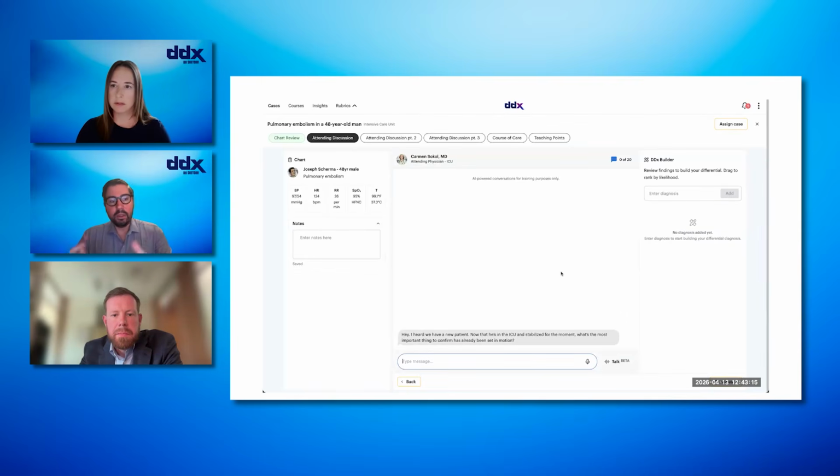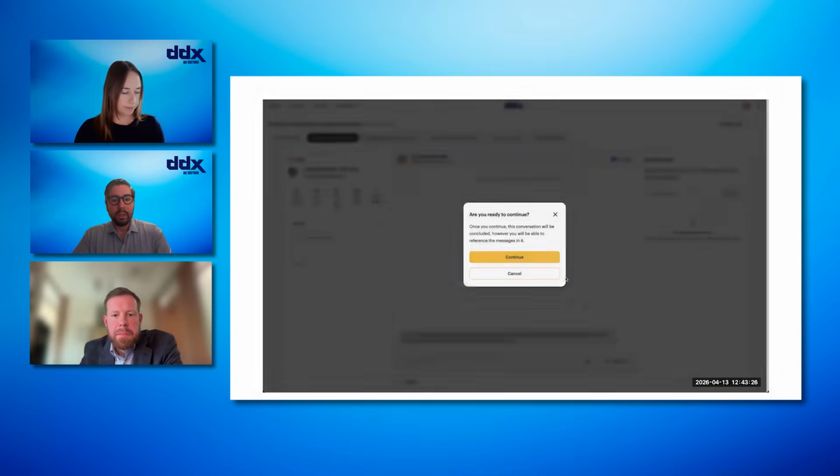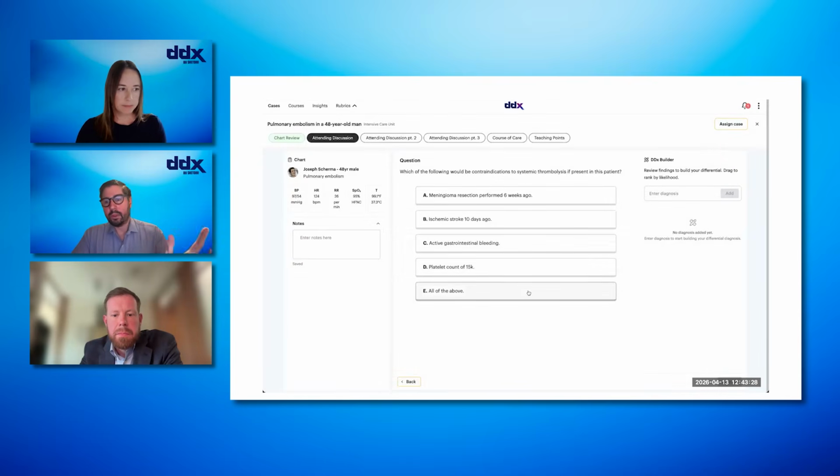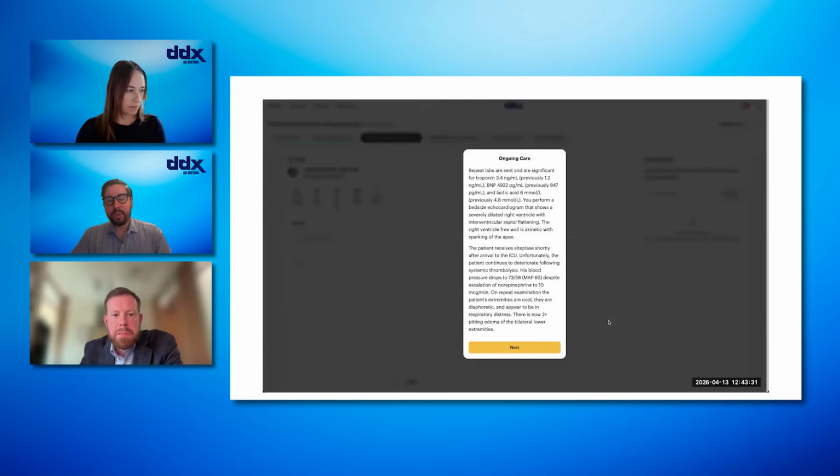Each of these interactions is modeled as a conversation with the attending physician. I'm actually going to skip past this one. This one is getting at multidisciplinary care and getting that PESI score that you mentioned, Andrew. Let's get this multiple choice question too, but I want to get into this, right?